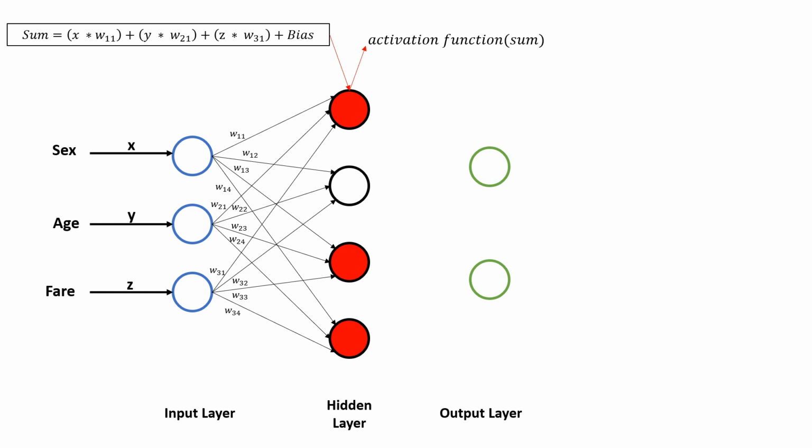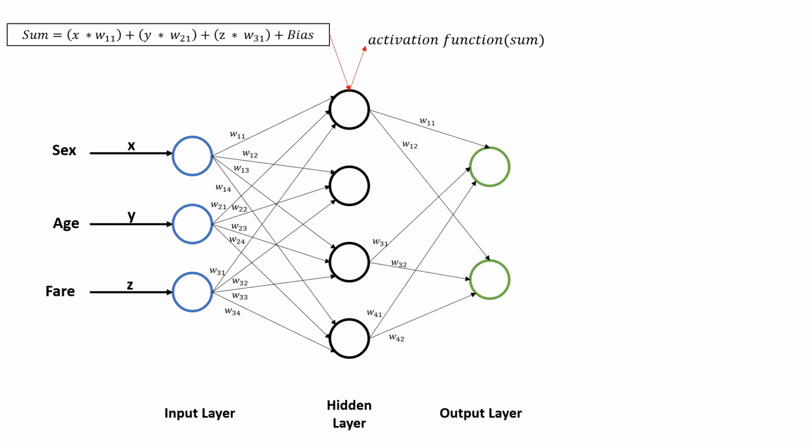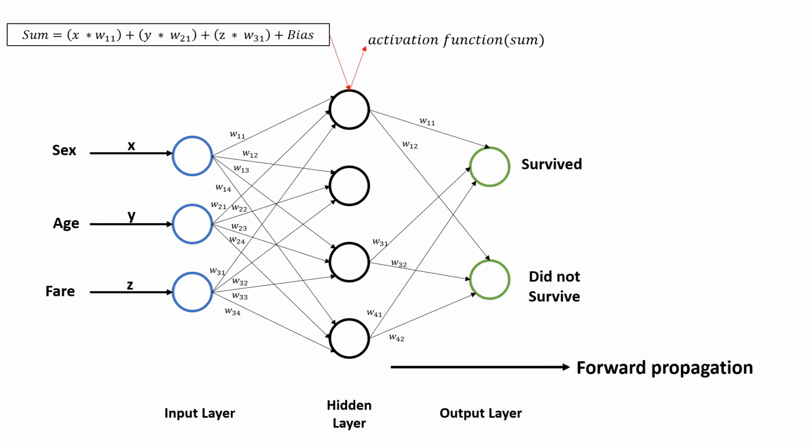Now the activated neuron will transmit data to the neurons of the next layer. In this case, it is the output layer. But in the case of more hidden layers, the process repeats until it reaches the output layer. So the values of the output layers are just the probability of results. In this case, whether the passenger survived or did not survive. This is called forward propagation.